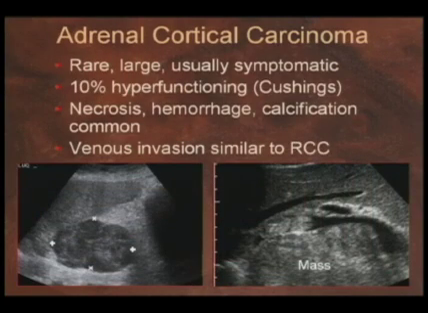And then the final adrenal lesion is the adrenal cortical carcinoma. These are rare. They usually occur in the elderly. They're usually large, and they usually present with symptoms of some sort. 10% will be hyperfunctioning, and usually that produces Cushing's syndrome. On imaging, they often will have necrotic areas, will have hemorrhagic areas, and calcification is not uncommon. And like renal cell cancers, they can invade the adrenal vein and then go on into the inferior vena cava. Here's an example of a large mass that has invaded the inferior vena cava, consistent with an adrenal cortical carcinoma.